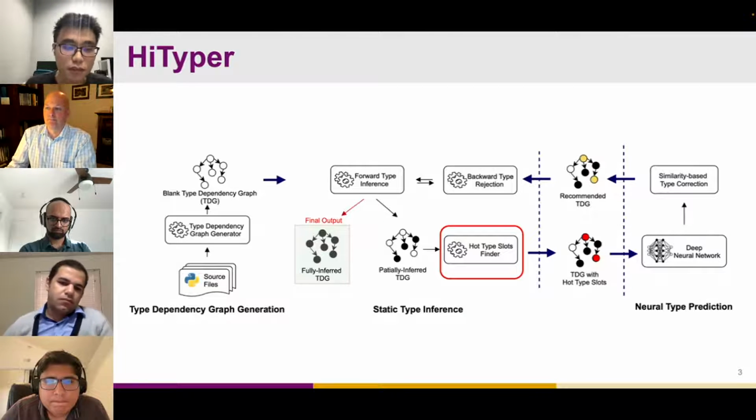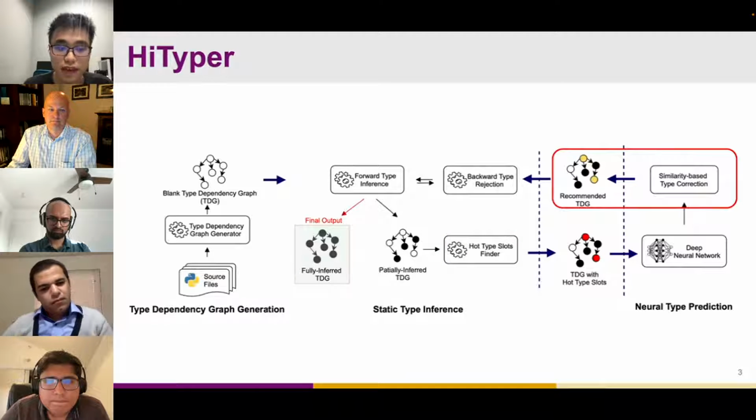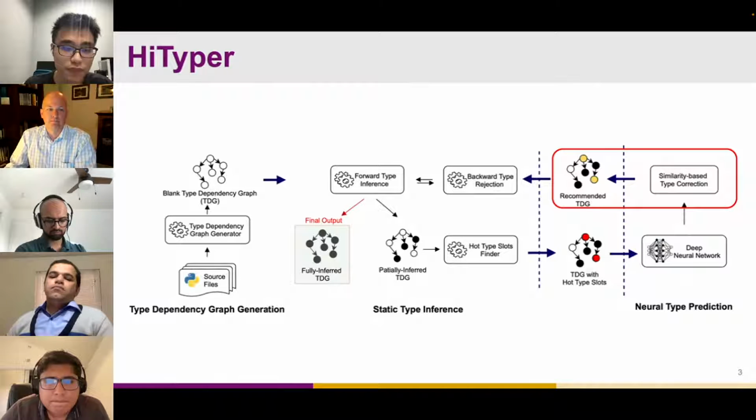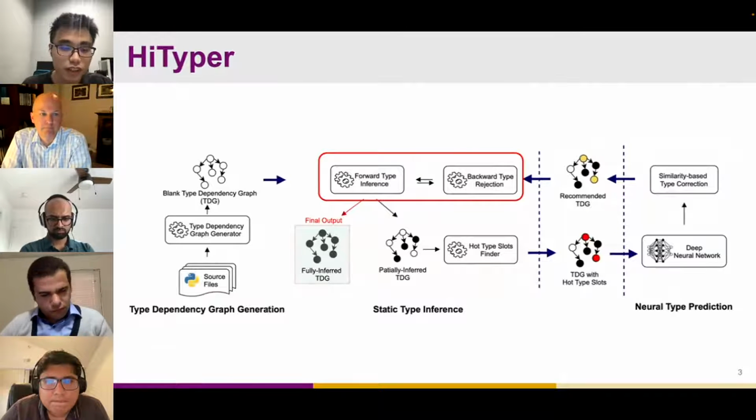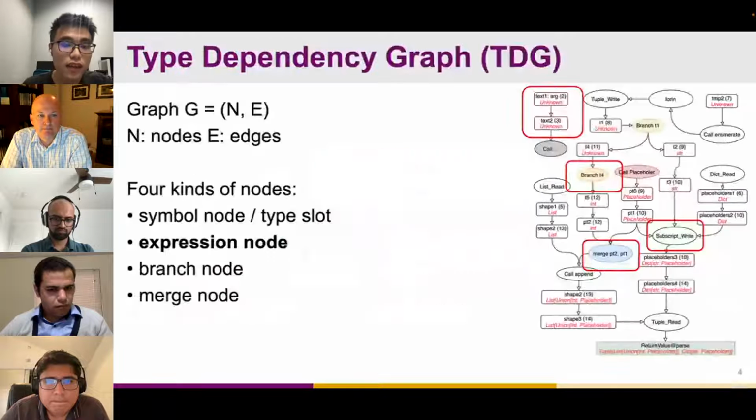After HiTyper gets the predictions from the deep learning models, it then uses a similarity-based type correction phase to alleviate the issue that deep learning models cannot predict unseen types, and then it passes the predictions back to the static inference parts. Static inference parts will then infer the rest variables and reject the wrong predictions. The interactions between the static inference and neural predictions may happen several times until HiTyper gets a fully inferred type dependency graph.